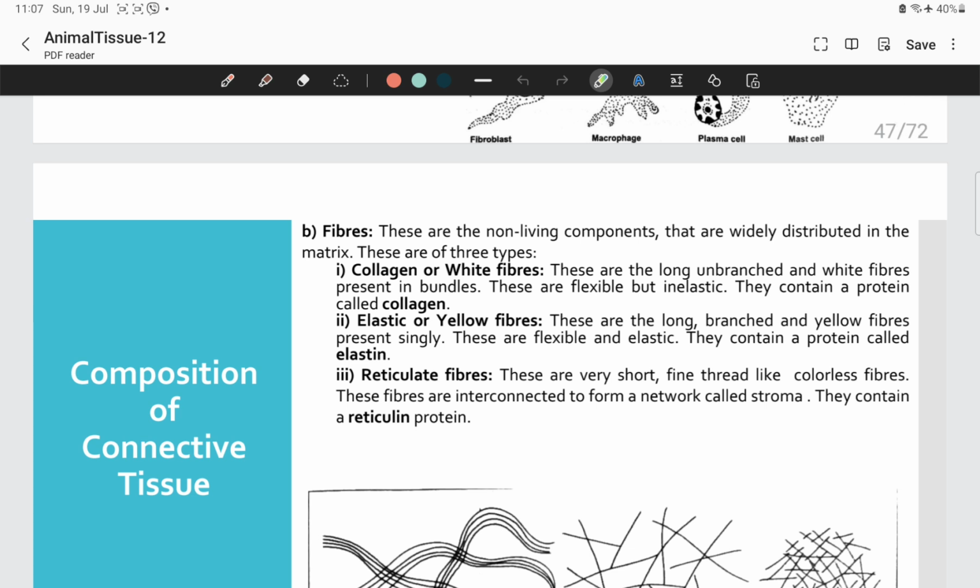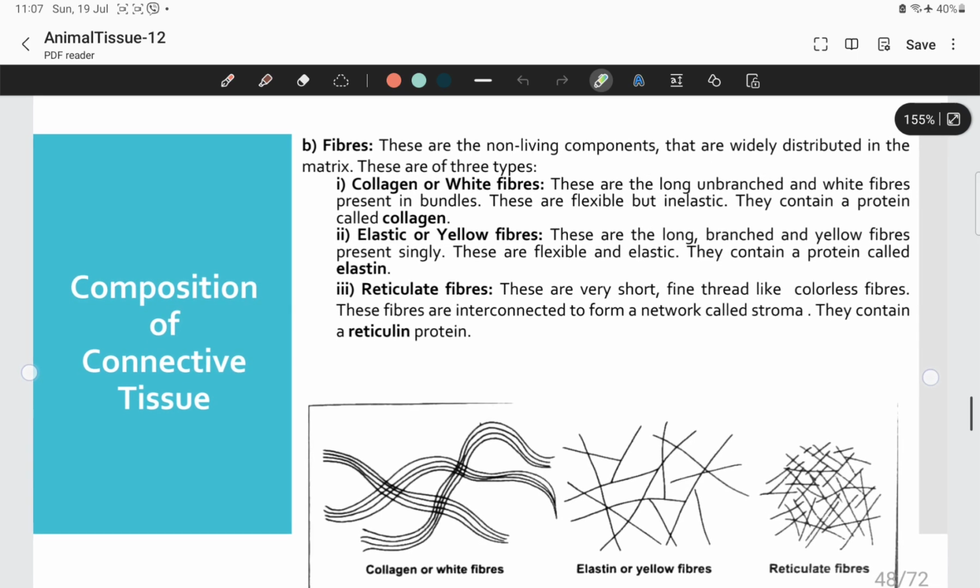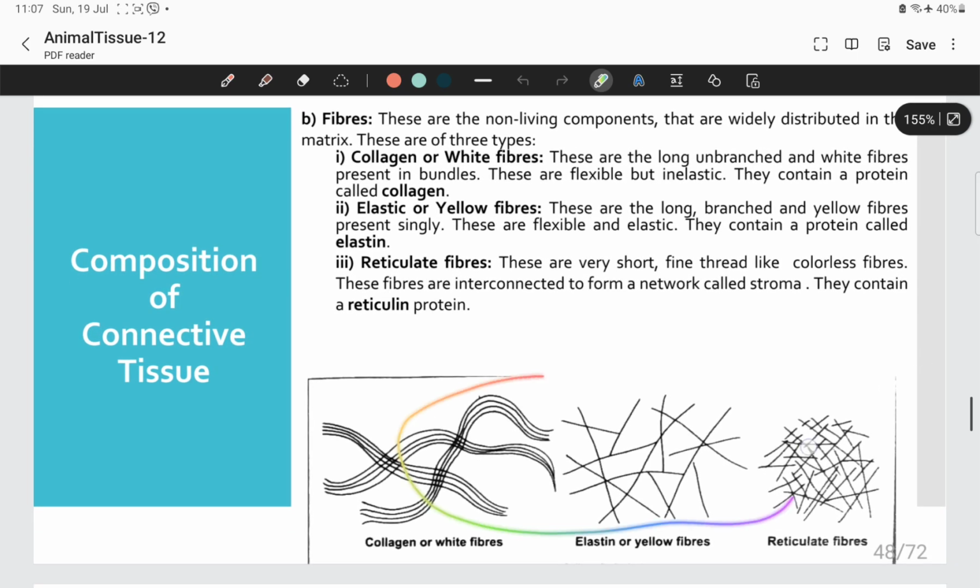Now, the second component of connective tissue is fibers. Fibers are thread-like structures that you can see in the figure here. They are non-living components present in the connective tissue, and they are present throughout the matrix in different amounts. There are three types of fibers that you can find in the connective tissue.